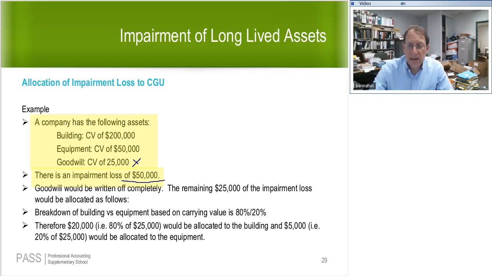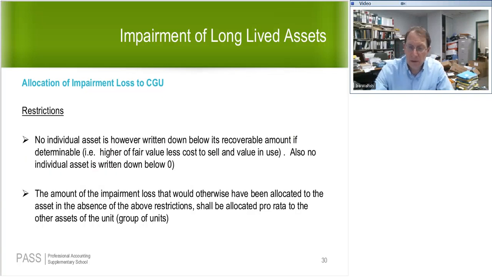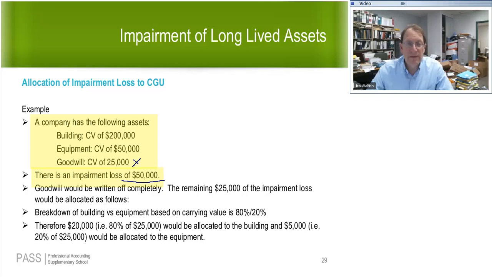Take the remainder 25,000 and just do it prorated over the 250. This is 250, 200 plus 50. So building gets 200 divided by 250. How much is that? 80%. So take 80% of 25 is 20,000. So guess what your building is? Your building is 200 minus 20. Your building is 180.